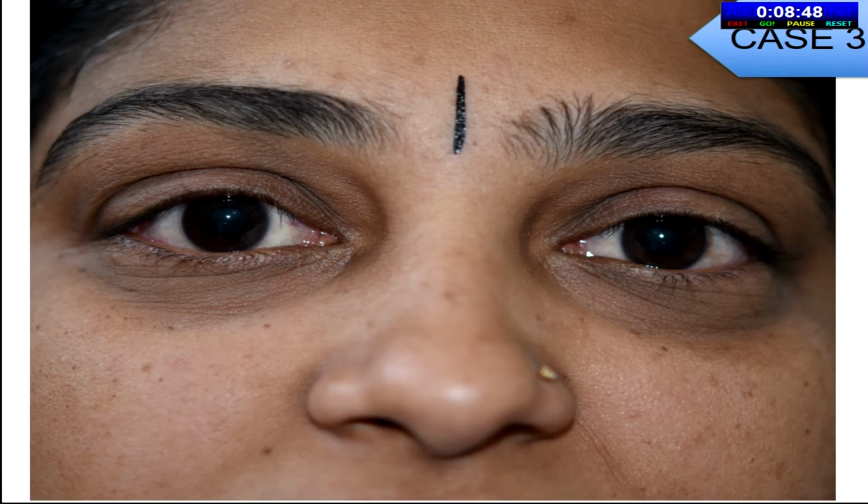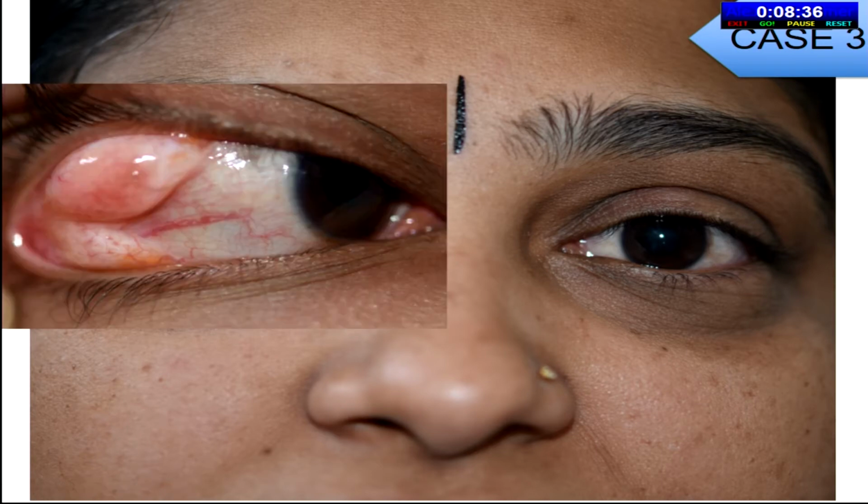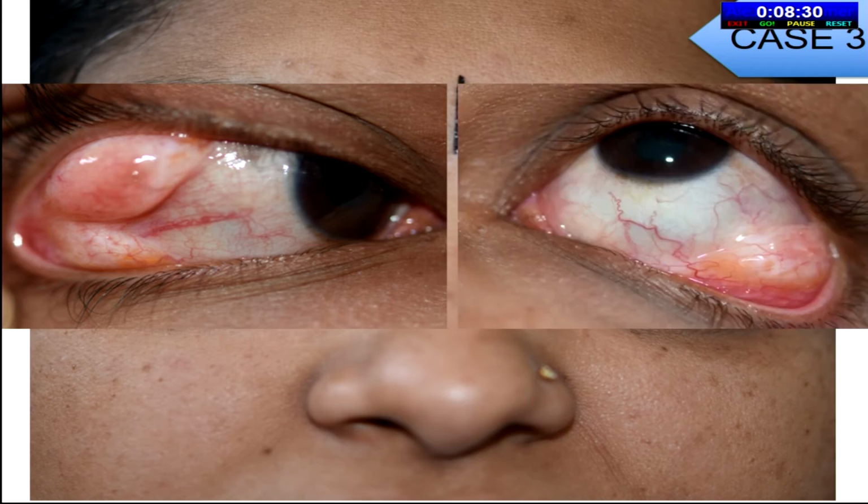So this lady came with a history of fullness of her eyes. She says it's very thick over here, my upper eyelids are thick, my lower eyelids are thick in the left eye. So I'm going to show you a clearer picture over here. This is what she had in the superior fornix as well as in the lower fornix of the right eye, all right? And this is the left eye. Easy diagnosis.